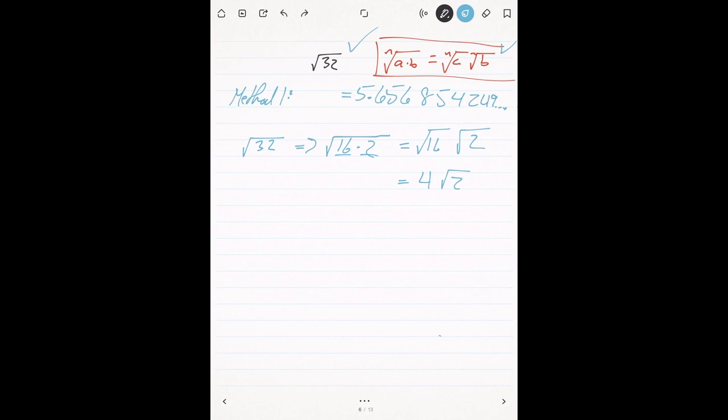Now, let's take a look at this problem again, but from a different starting point. What if instead of breaking 32 up into 16 and 2, you instead broke it up into 4 and 8. Because those two numbers multiplied together to get us 32. Well, you could apply the same rule, and this time you'd get 2 times the square root of 8. Well, that doesn't look the same as 4 and root 2. So I'm confused. What's going on here? We didn't really get the same answer, and that seems kind of like a problem.